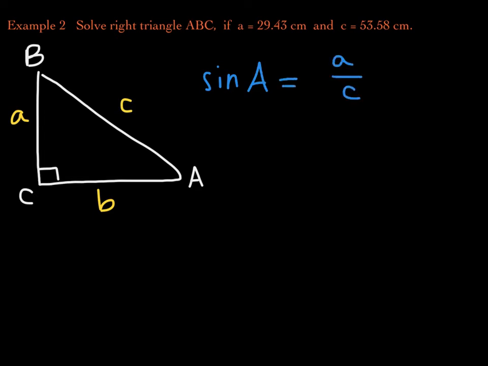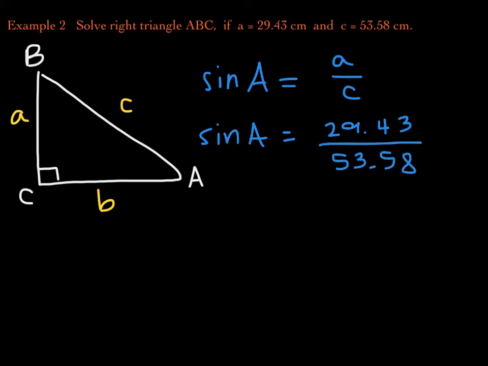Opposite over hypotenuse. Sine of angle A, therefore, is equal to 29.43 centimeters over 53.58 centimeters, right? Sine of A is approximately equal to 0.5492721165, something like that. And so this is obviously not angle A. We need to find angle A here. They gave us the output. We need to know the input, right? We need to know the angle measure that corresponds to this particular function value.